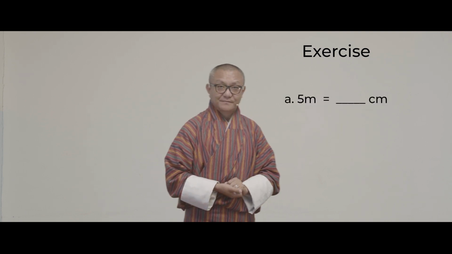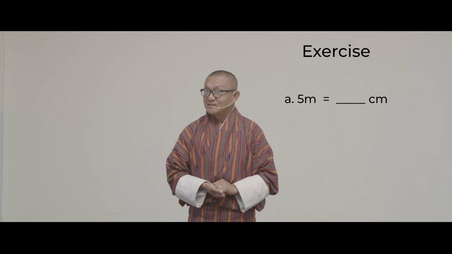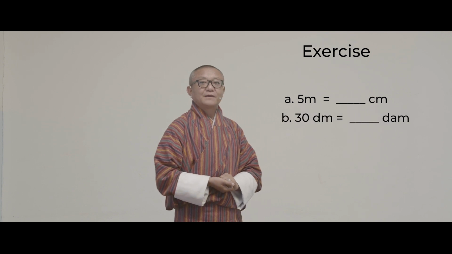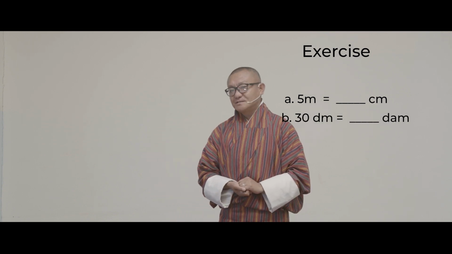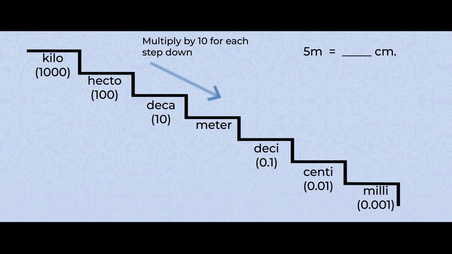Okay, let me give you some exercise. This time we'll use different units. A, 5 meter is equal to how many centimeter? B, 30 decimeter is equal to how many decameter? Look at the conversion chart here. Let's do it together, right?